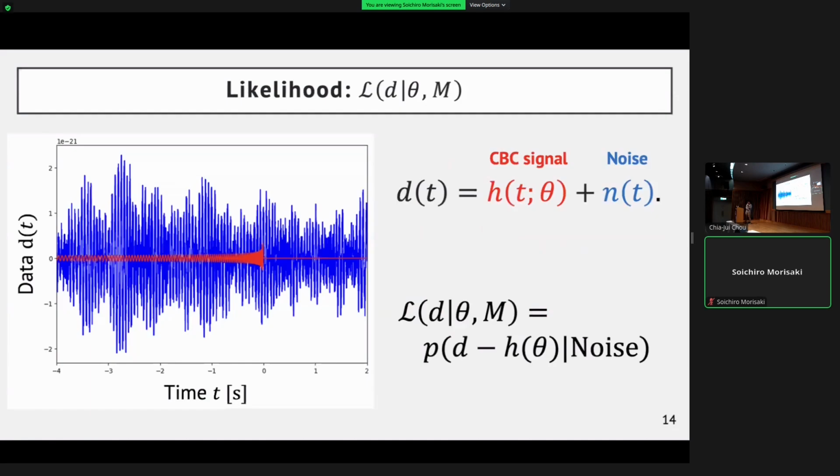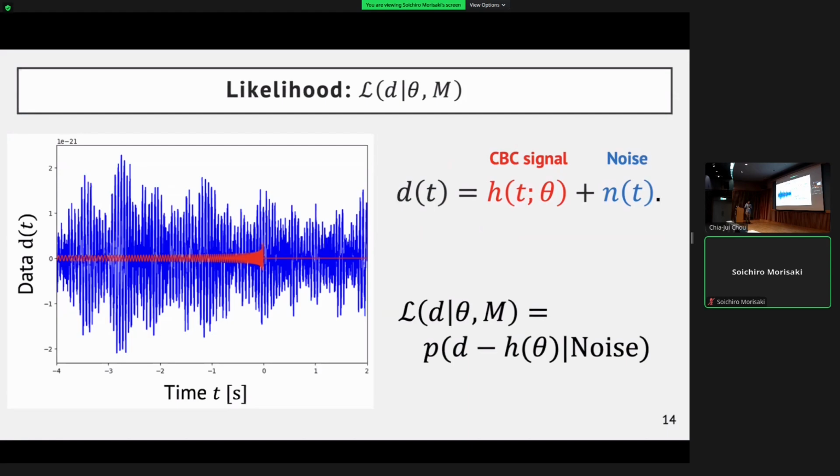Okay, finally, I will also explain how the likelihood is obtained. This is a bit complicated, so I will use a few slides to explain how this is computed. First, to determine the functional form of this likelihood, we assume that we model the data as the sum of the CBC signal H and instrumental noise N. Under this hypothesis, we can move the CBC signal from the right-hand side to the left side, and equate data minus CBC waveform to the instrumental noise N.